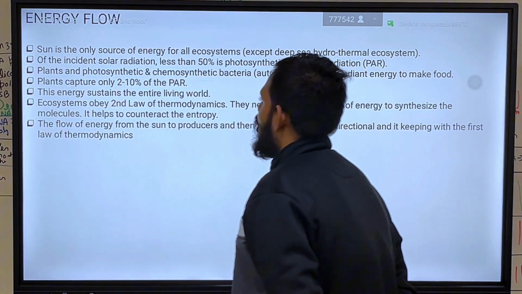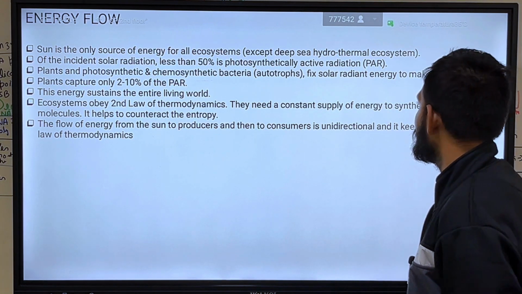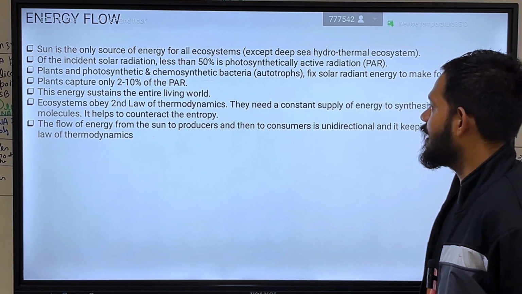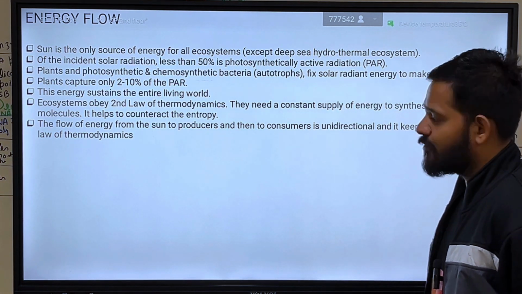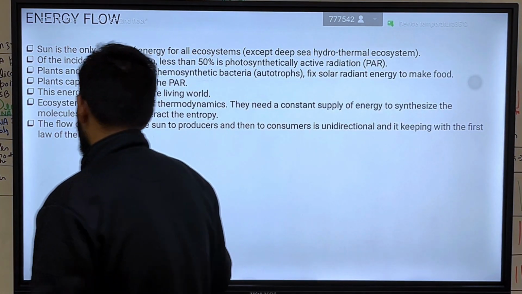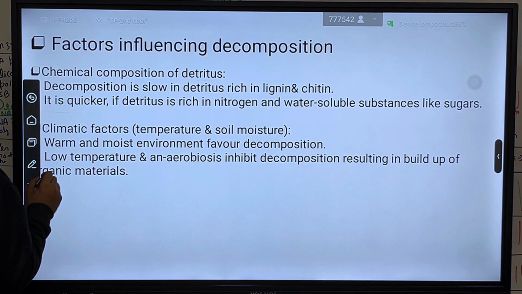Of the incident solar radiation, less than 50% is photosynthetically active radiation. Plants in photosynthesis and chemosynthetic bacteria fix solar radiation energy to make food. Okay, listen, see, one thing I want to tell you. There's a very intense thing, you have to see that thing.